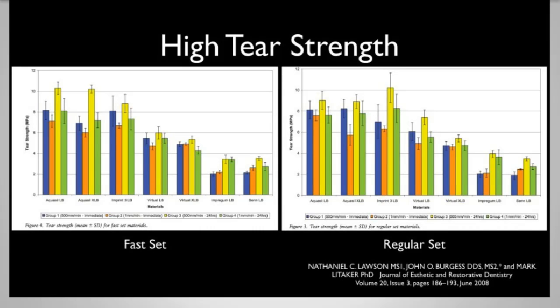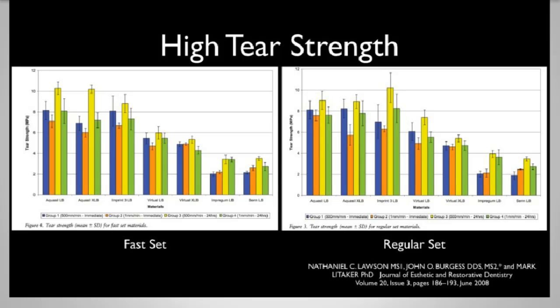Now, when selecting an impression material, I think it's really important to have a high tear strength material. There's nothing more frustrating than doing all the soft tissue management in the world, and then you go to remove your impression, and upon removing it, the impression tears, and there are flashes of material remaining in the sulcus. So you want an impression material that has high tear strength. If you look at the top tier impression materials today, whether it's Aquasil, Imprint, or Virtual, they all have pretty darn good tear strengths. Historically, fast set materials had poor tear strengths compared to regular set materials. That's not necessarily the case today.